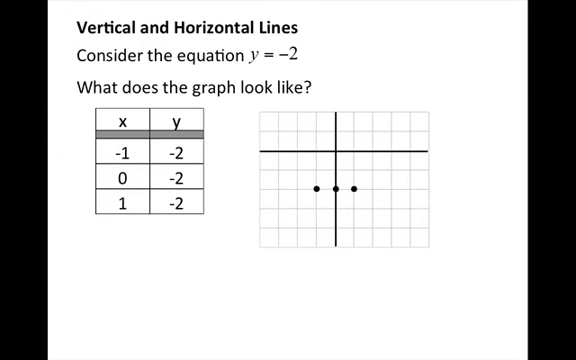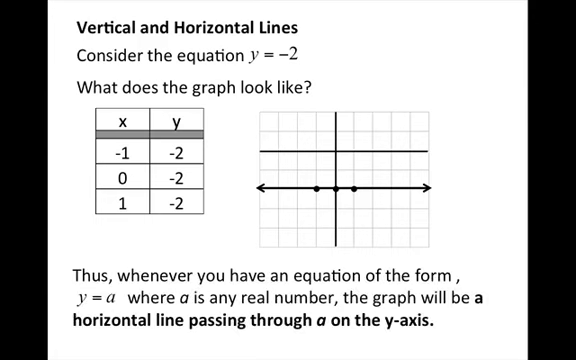If I plot those 3 points on my graph, you see that they're all in a horizontal line, so I can connect those with a horizontal line. So basically, whenever you have the equation of the form y equals a, when there's no x value, only a y, and a can be any real number, the graph is going to be a horizontal line passing through that number a on the y-axis. So anytime the x is missing and you only have a y, it's a horizontal line.